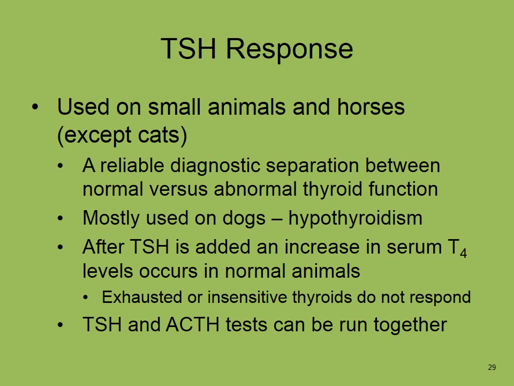So again, in normal animals, we give TSH, and then we get an increase in serum T4, and exhausted or insensitive thyroids just don't respond to that. TSH and ACTH tests can be run together if there's suspicion of potential Cushing's as well.